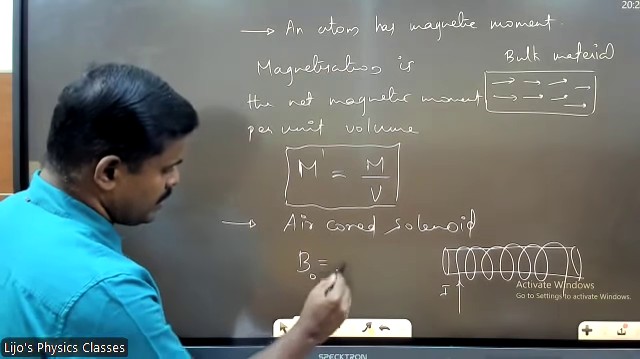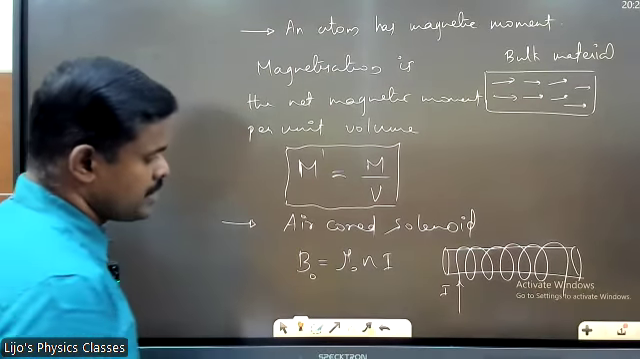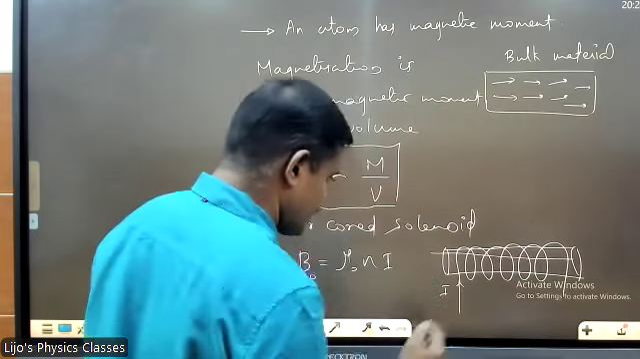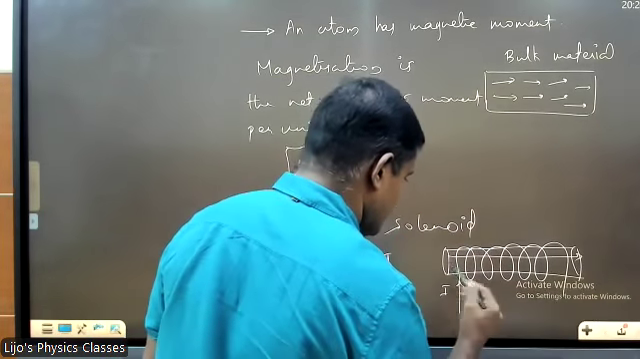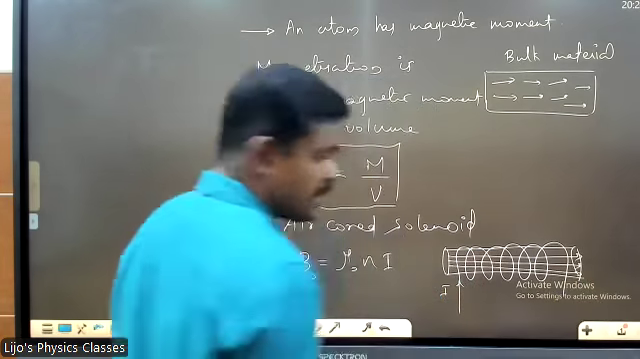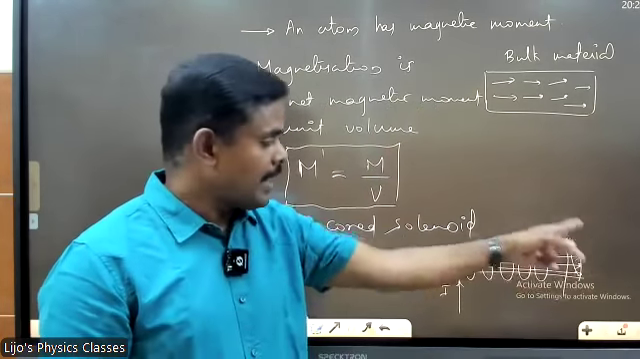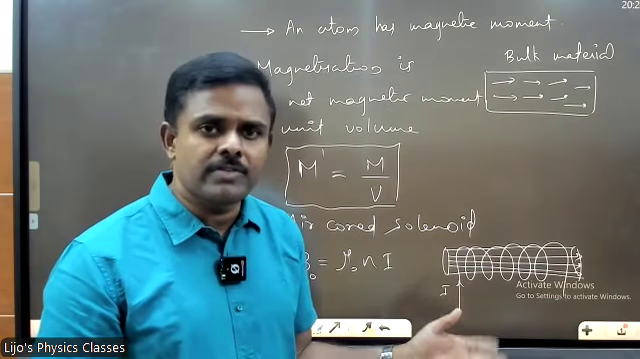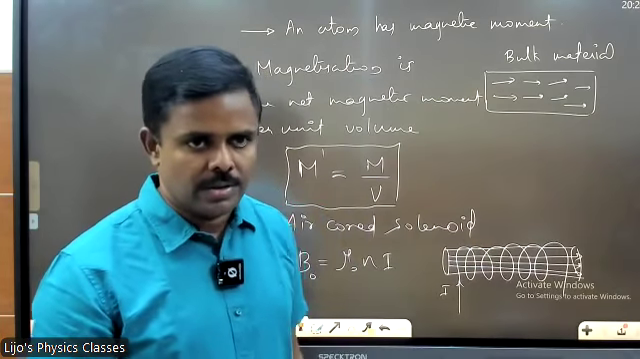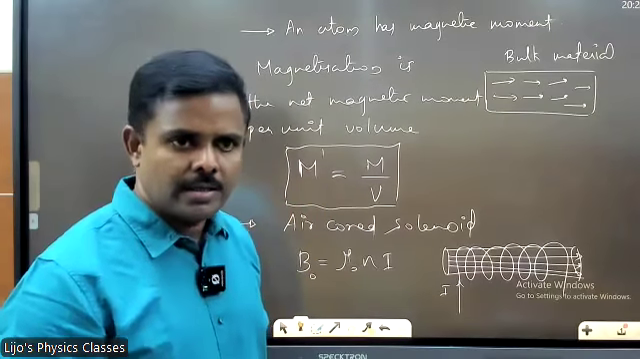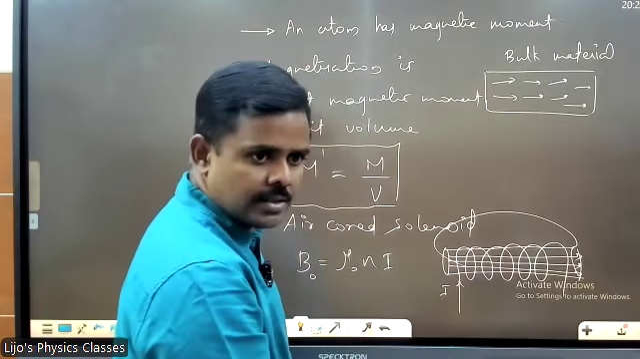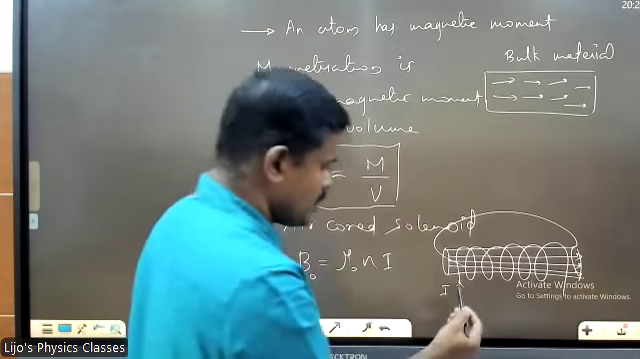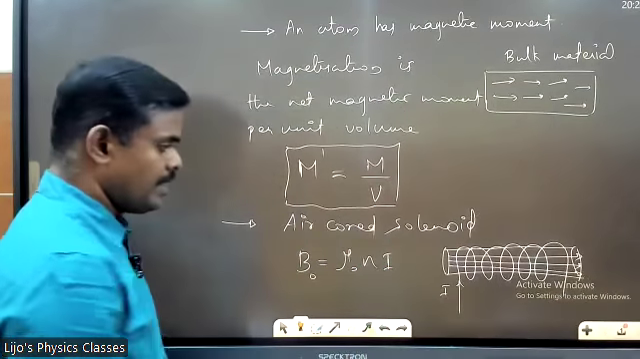The magnetic field inside an air-core solenoid is given by mu zero times N into I. Correct. Then this is how I draw the magnetic field lines. Magnetic field lines are mostly concentrated inside. That doesn't mean there is nothing outside, but there are very few lines outside, so we can take it as almost zero in comparison with inside. At the end, the lines bend a little, but we won't take them into consideration.